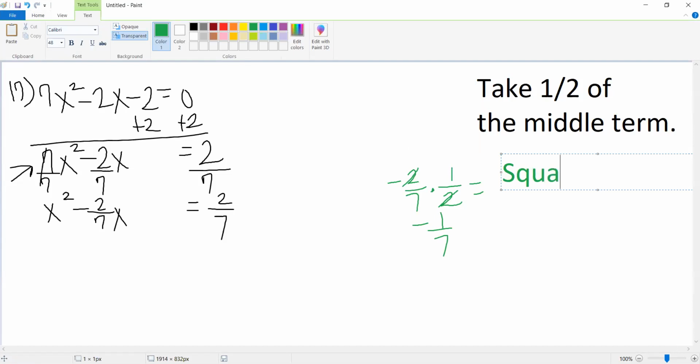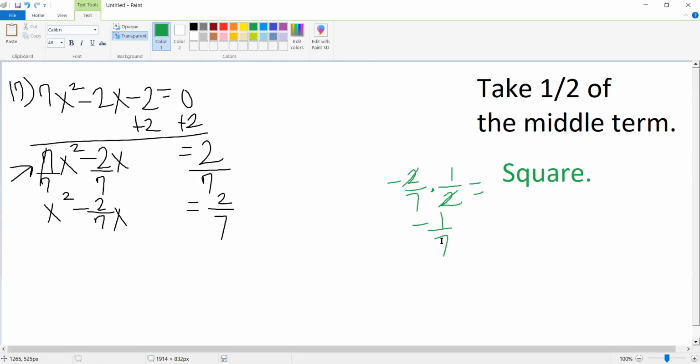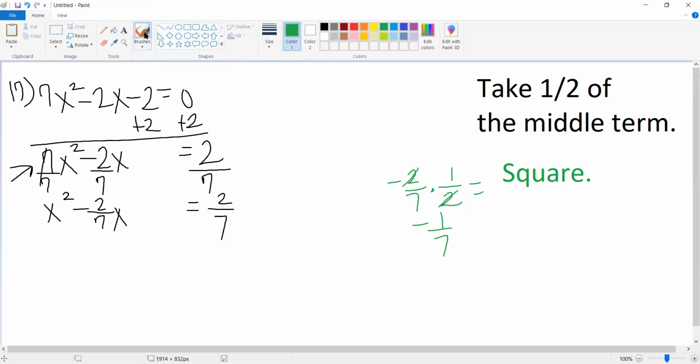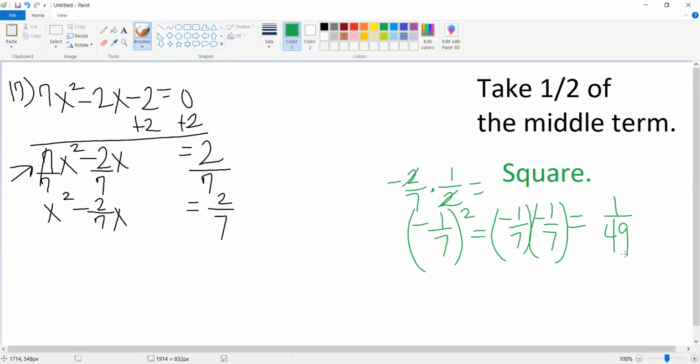The last step, square. So we'll square negative 1/7. That's the same thing as negative 1 over 7 times itself. So that's equal to positive 1 over 49. You notice that I left some extra space there behind the negative 2x. That's so we can put in our 1 over 49.